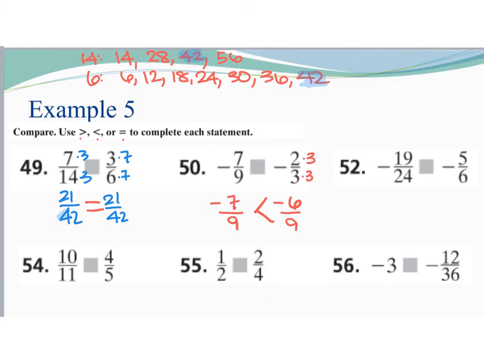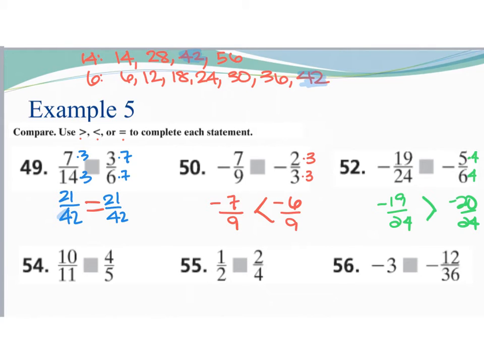For 52, both denominators have the number 24 in common. So I will have to multiply 6 by 4 and 5 by 4. So I have a negative 19/24ths and a negative 20/24ths. Because both numbers are negative, again, I'm looking for the smaller numerator, which is a negative 19. So negative 19/24ths is greater than a negative 20/24ths.